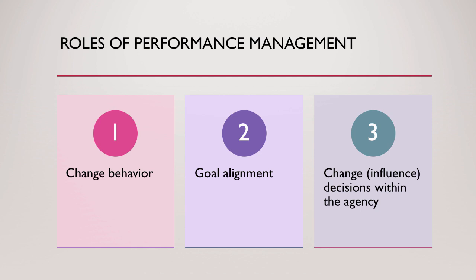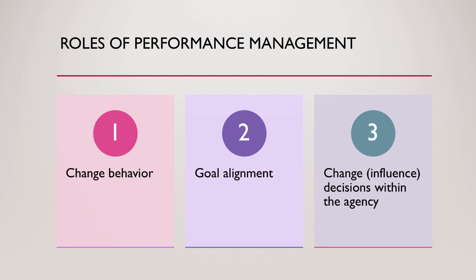Performance management has a few primary roles for its utilization. These aren't necessarily in any sort of order, just three primary objectives. One is to change behavior within the organization. We've got an organizational behavior culture problem, and we can implement some performance management theory and practices to try to change behavior within the organization.